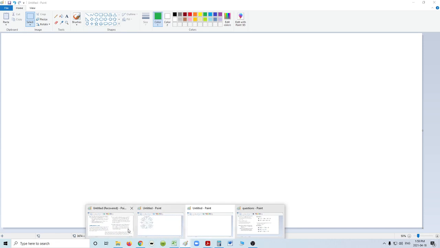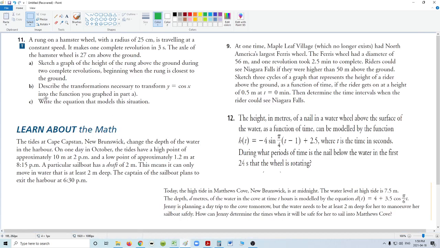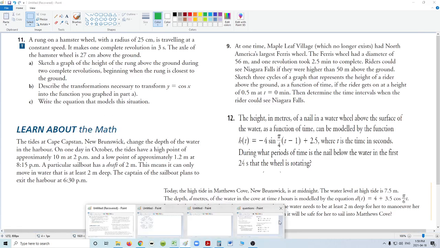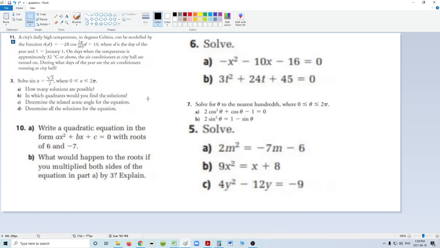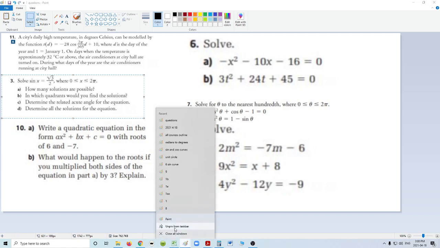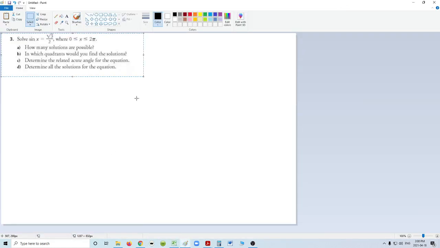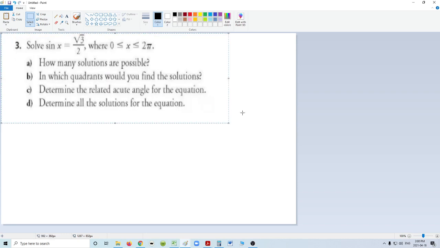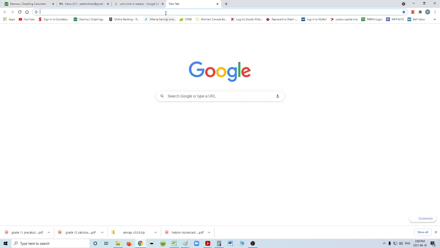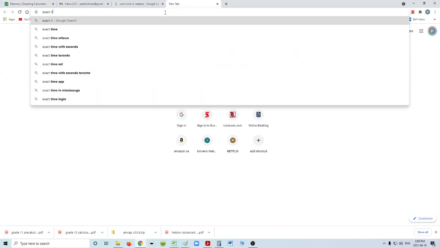So I'm going to look at the easier questions now. And I have a whole bunch of samples I'm going to send you. And these are exact value questions. So for this, you should pull up your exact trig value tables. Exact trig values. You can always Google them too.